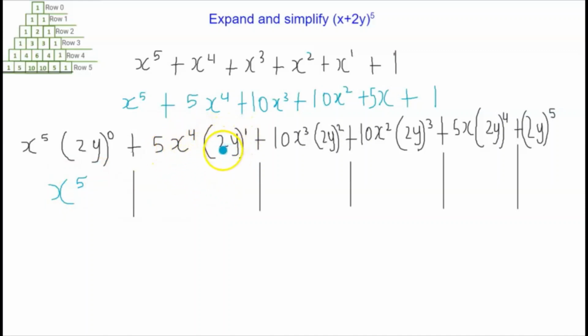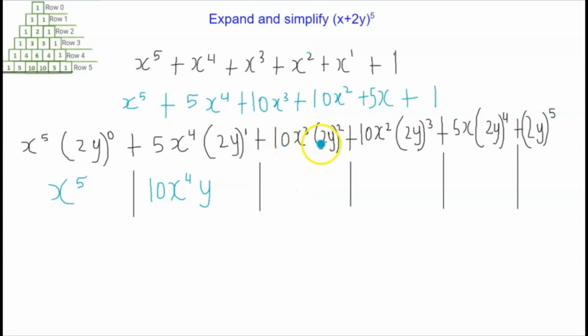So what does that actually mean? What we're doing here is basically taking this 2 and timesing it by the 5, so we'd get 10x to the 4, and then y to the power of 1. So we'll get that, and then we're going to do the same thing here.